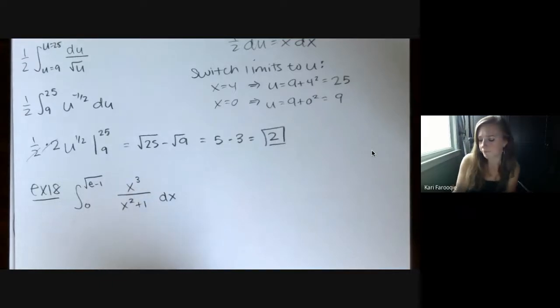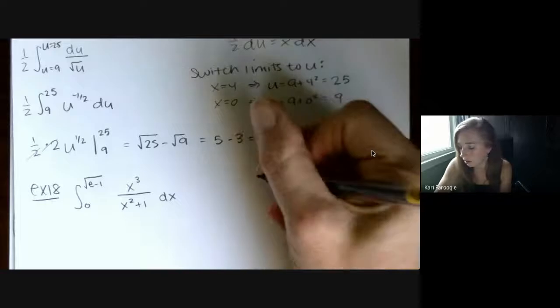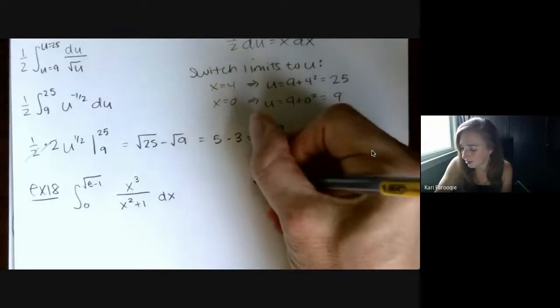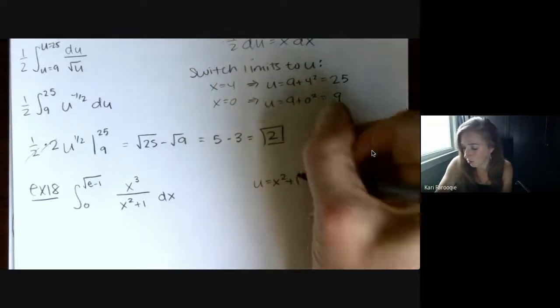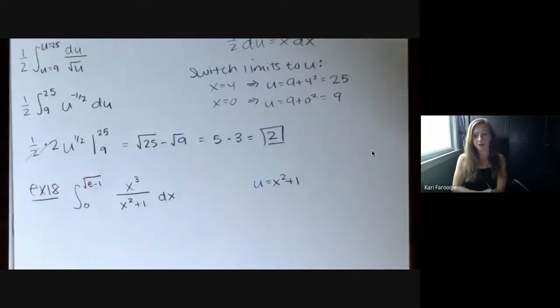So my suggestion to you is to write u equals x squared plus 1 and just let u be your denominator. When all else fails, try that.